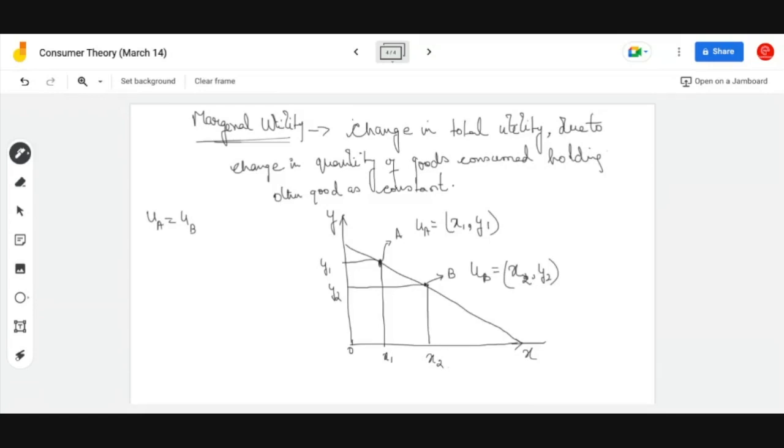UA is equal to UB. See, don't write anything because I'll be sharing the PDF of all of these things. So right now, just focus on the class. No need to copy it down. So my question is, I have written two different points, point A and point B, two different consumption points at UA and UB. Now I have written that utility at point A is equal to utility at point B. It is correct or it is incorrect?